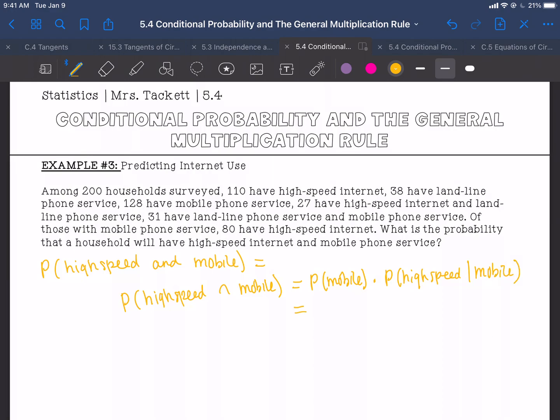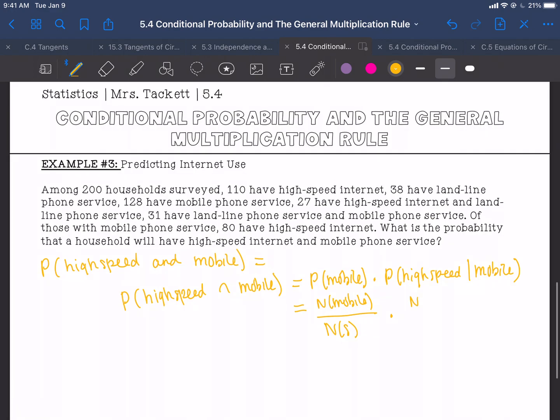All right, so the probability of mobile would be the number that have mobile out of the number in the sample space. And then the probability that they have high speed given they have mobile would be the number that have high speed and mobile, or intersect mobile, divided by the number who have mobile.